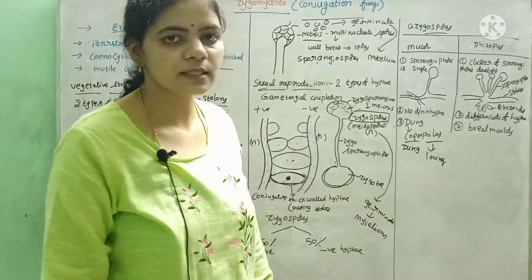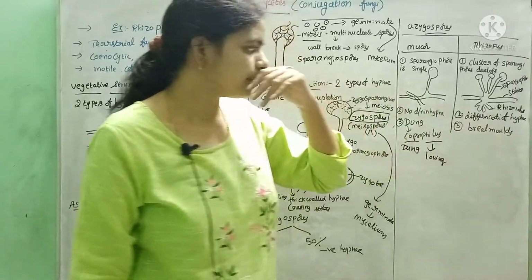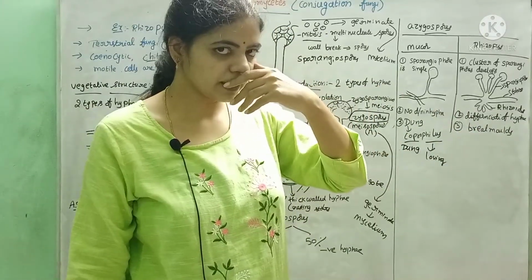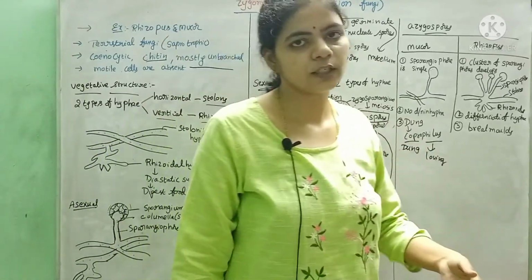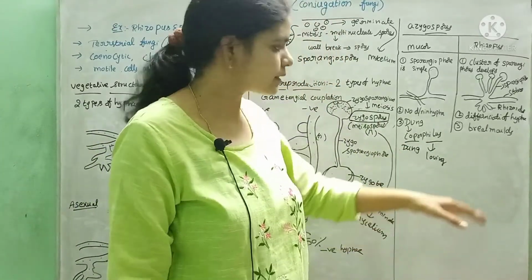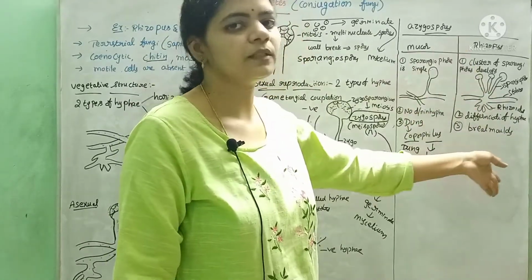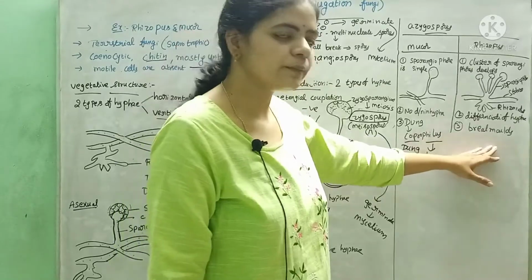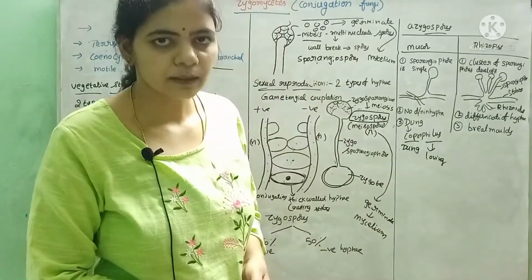Whereas Rhizopus stolonifer is commonly called bread mold. When bread is kept outside and we pour some water on it, after a few days we get some mold-like structures. Those mold-like structures are nothing but Rhizopus. So Rhizopus mainly grows on bread, hence it is called bread mold.